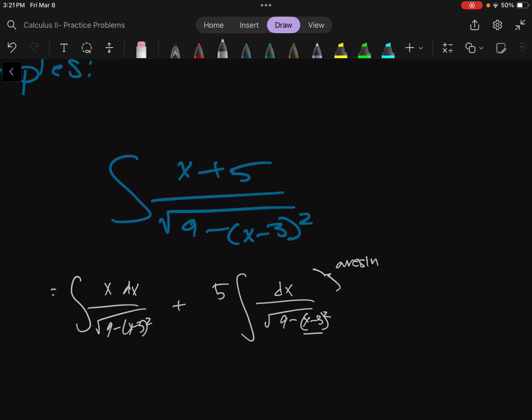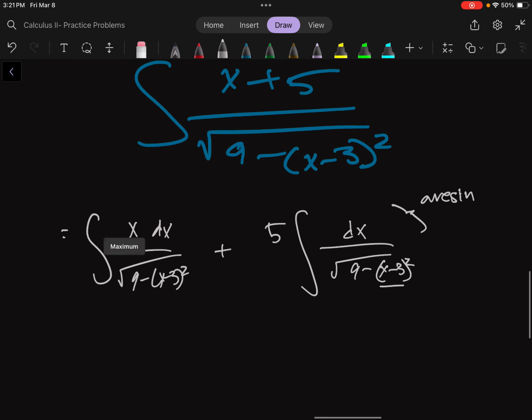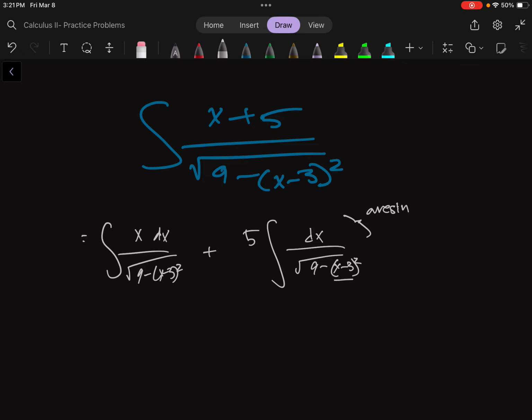But this one on the left is going to be a bit tricky. What should we make u? Well, u is always the inside composite function, right? So we want u to equal 9 minus x minus 3 squared, right? Which means our du is going to turn into negative 2 times x minus 3 dx, right? So we need a negative 2 times x minus 3 on top. So how are we going to get that?